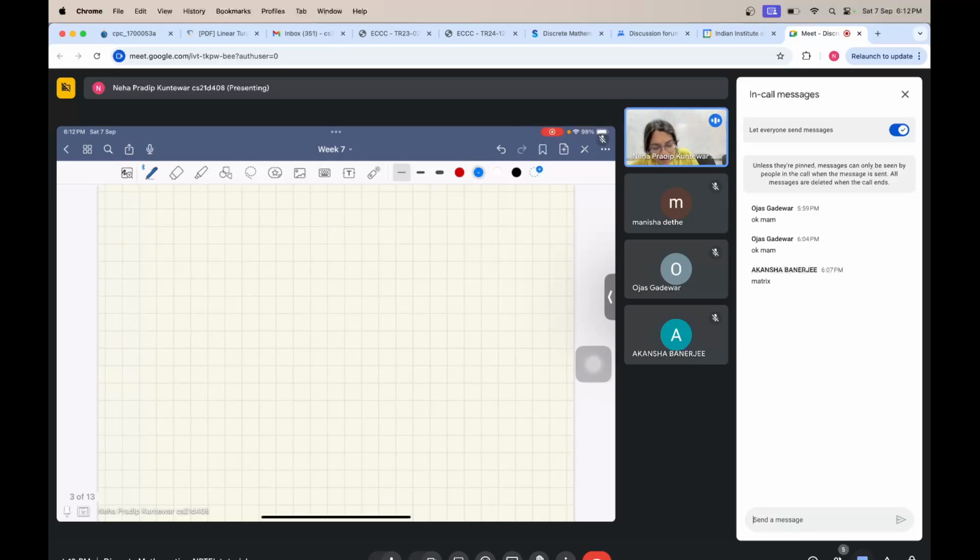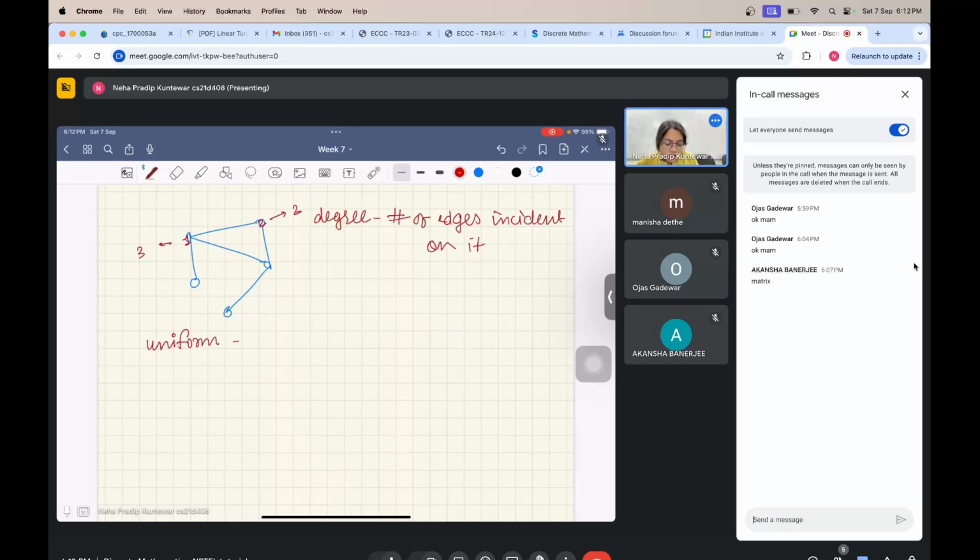Right, so given a graph, you know what a degree is, right? You have the degree of a vertex, which is defined as the number of edges incident on it. So for example, for the vertex 1 here you have a degree of 3, and for the vertex 2 here you have a degree of 2, and so on. Now you say that a graph is uniform if every vertex has the same degree.